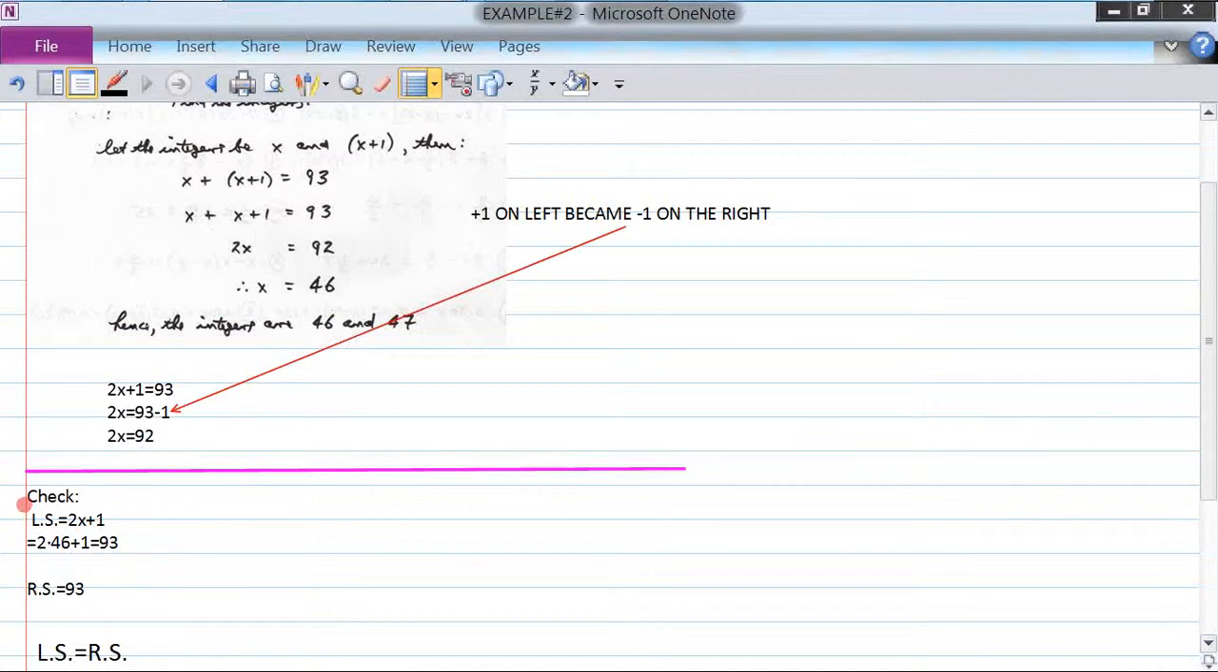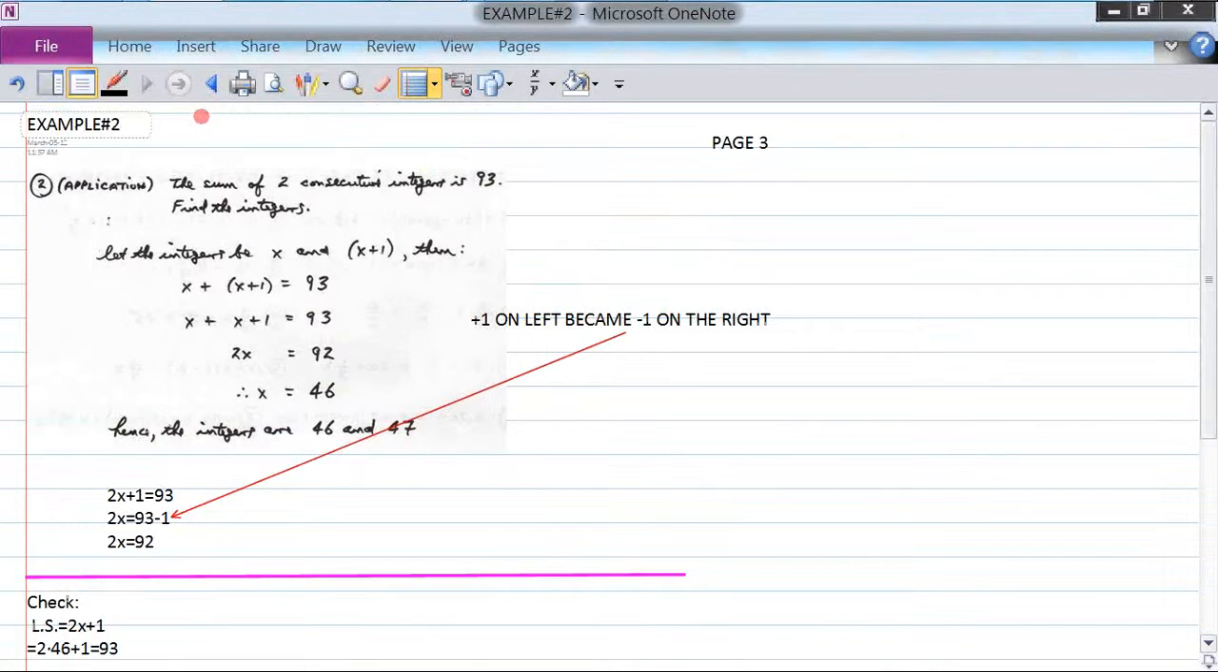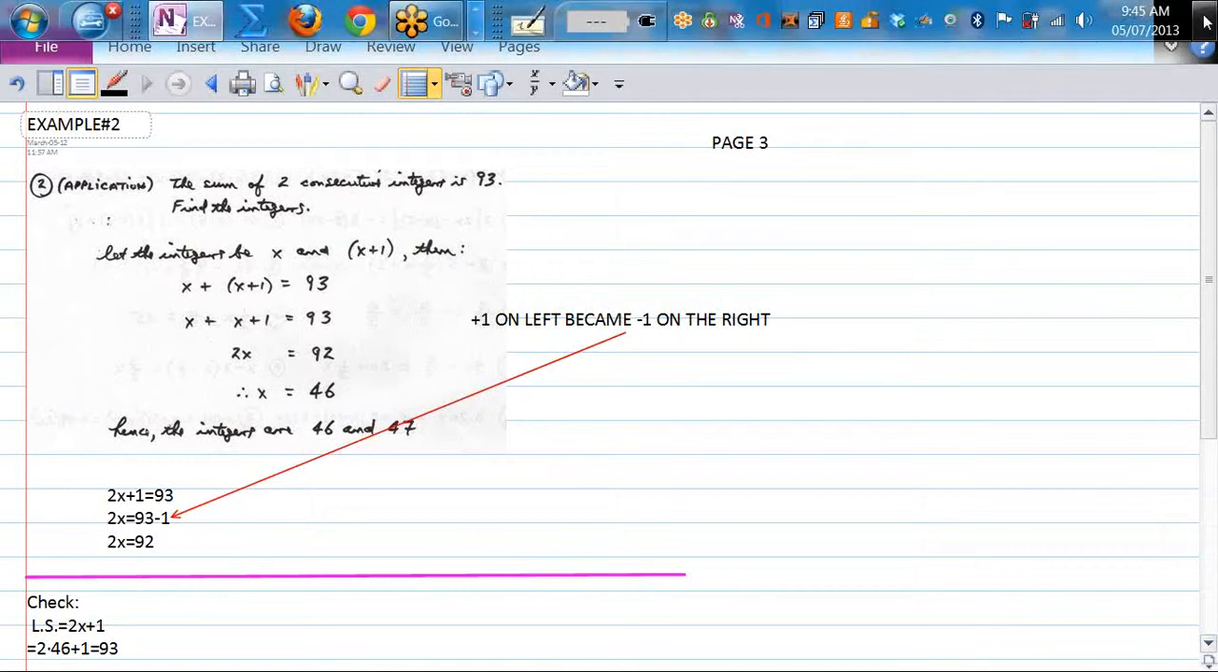Now I check. The left side of this equation is 2x plus 1. 2 times 46 plus 1 is 93. And the right side of the equation is 93. This is the left side. This is the right side. So the left side equals the right side. I know I've got the right answer. So that completes pages 2 and 3 on topic.